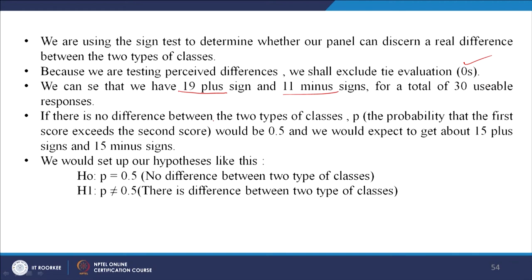If there is no difference between the two types of classes, the probability that the first score exceeds the second score would be 0.5, and we would expect to get about 15 plus and 15 minus signs. So, what is my null hypothesis? My null hypothesis says there is no difference between the two types of classes. This is generally how we frame the null hypothesis. So, what is my probability? 50%, 50%, so 0.5, 0.5. And the second case is my alternate hypothesis, which says there is a difference between the two types of classes.